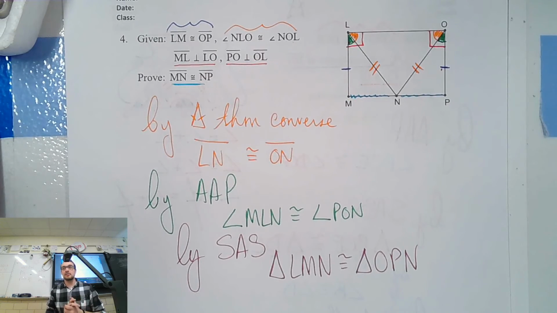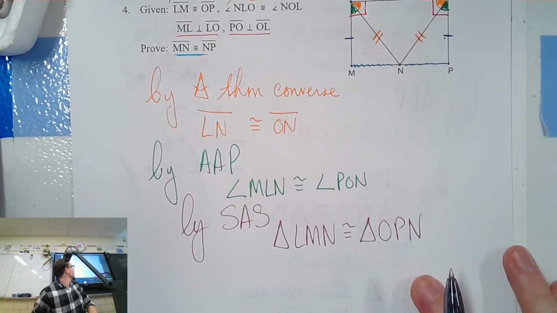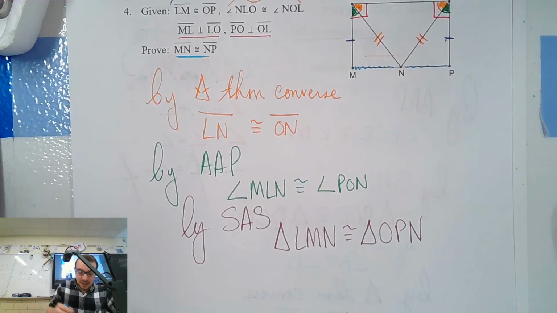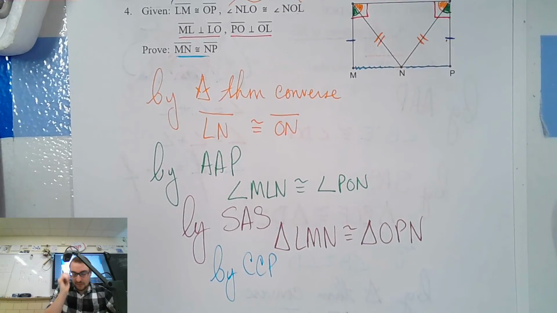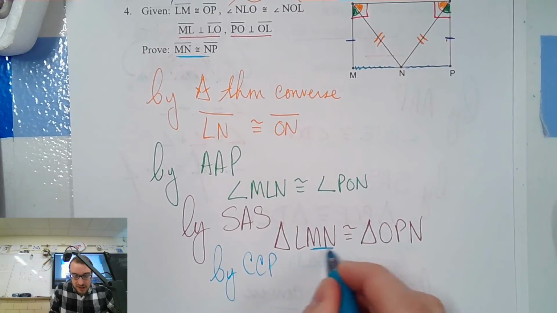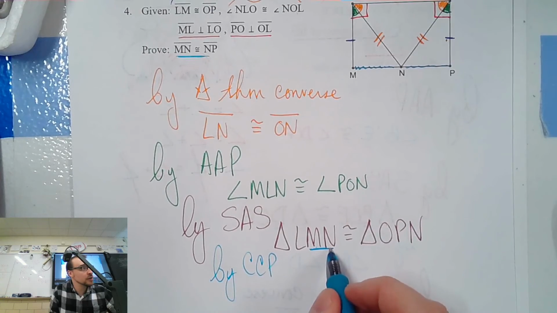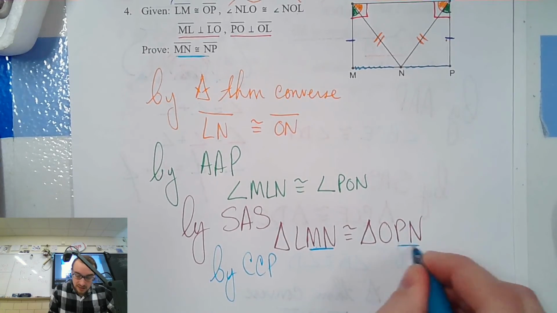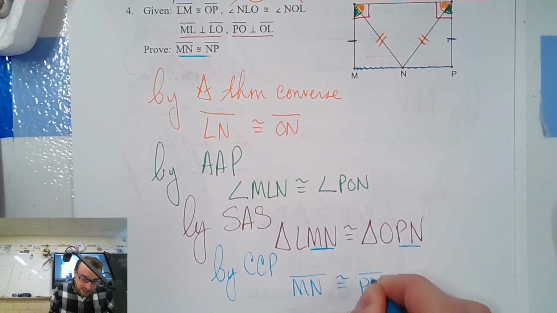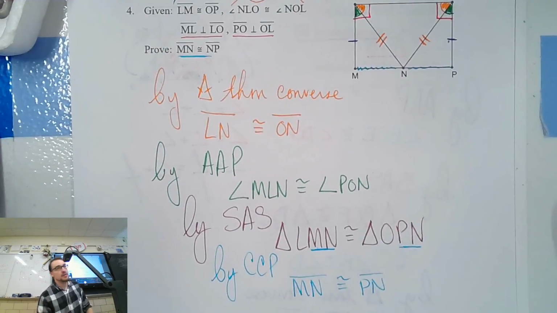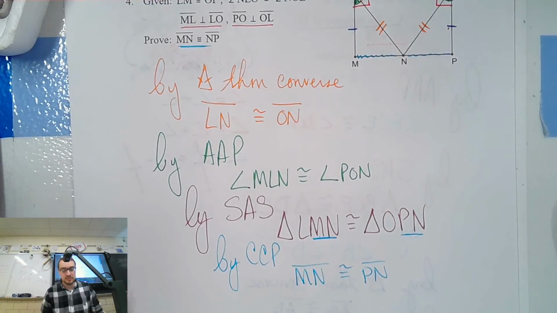Now we're not done. If the triangles are congruent, their parts should be congruent, yeah? So by CCP, that's the thing that allows us to say that. By CCP, MN, see how MN is second and third here? PN. MN congruent to PN. And I know the top says NP, that's my mistake. Rewrite that as PN.